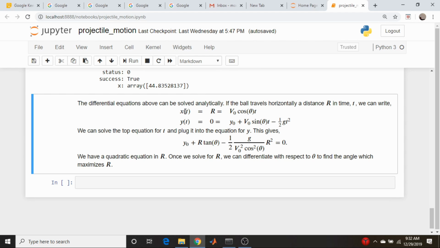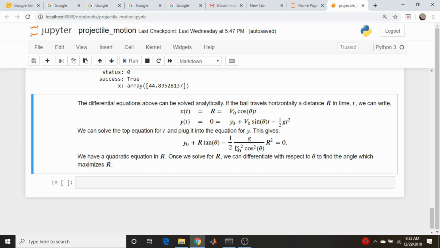If we have the x position as a function of time equal to this, and if it travels distance r in that time, we could solve this equation for t. And in the y direction, we know that the final position is 0. It hits the ground, and it started at y0, and this equation gives the position as a function of time. So if we solve this for t, we can plug it in here, and we get a quadratic equation for the range of the baseball.